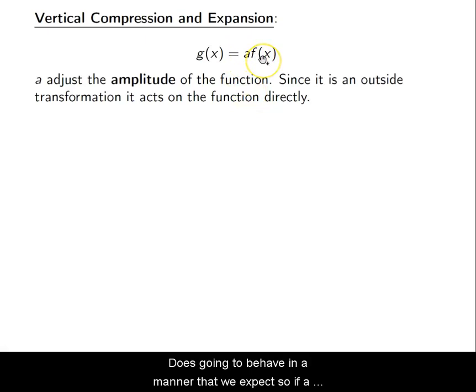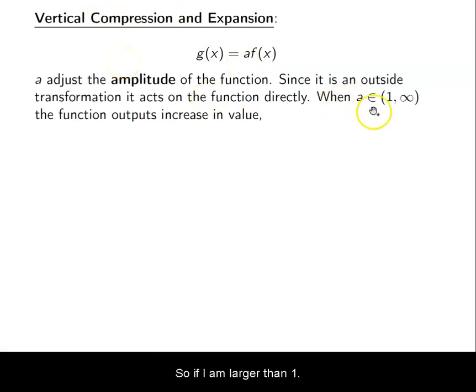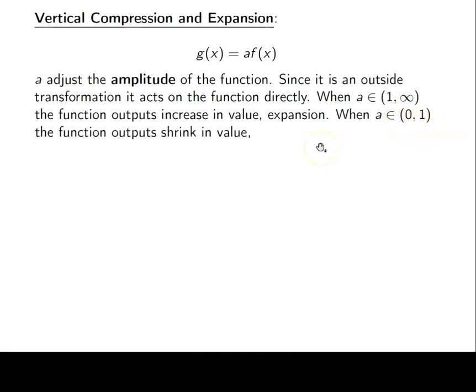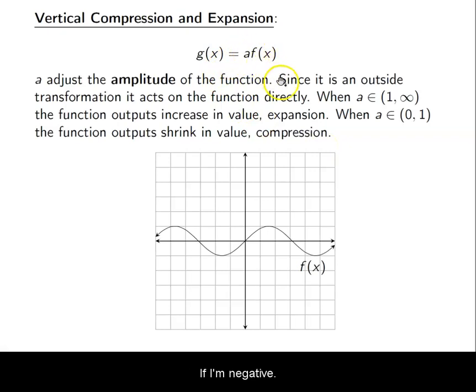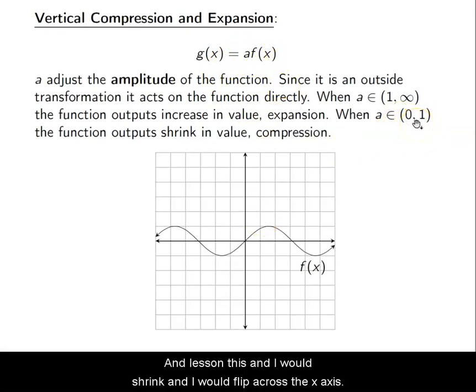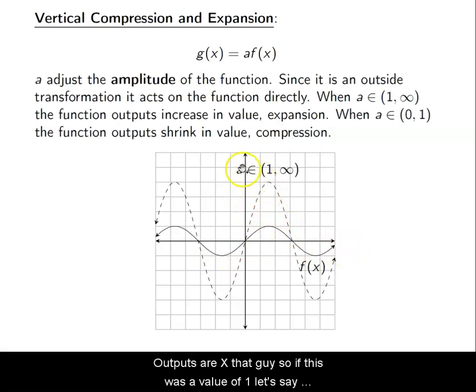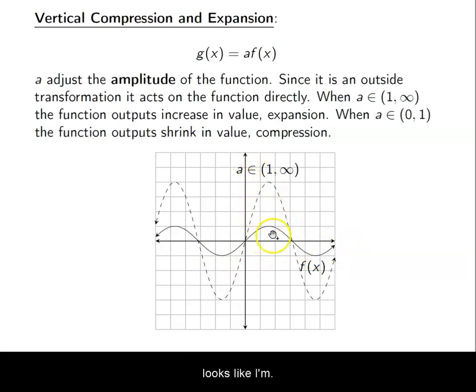So if a is large, my function grows. If a is small, my function shrinks or compresses. Okay? So if a is larger than 1, I will grow by a factor larger than 1, right? I'll have expansion. If a is in between 0 and 1, then I am going to shrink, right? If a is negative, then I would flip across the x-axis, for instance, right? So let's say that this is my function, f of x, okay? It's a wave. If I have a large value of a, all of my outputs are multiplied by that value. So if this was a value of 1, let's say I use a value of 4, right? Everything is 1, 2, 3, 4 times larger.